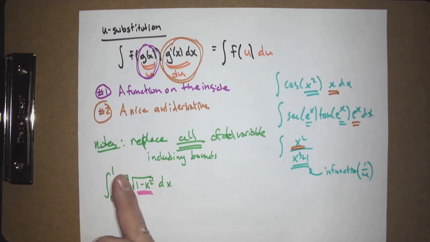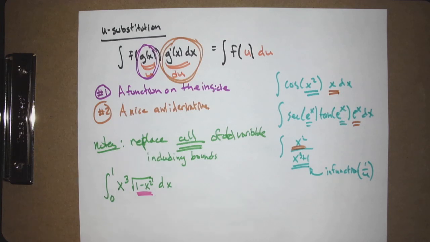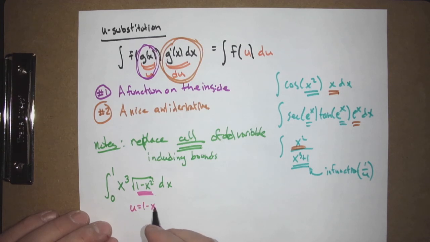Oh, this is just a fun side note. It doesn't have anything to do with u substitution. It's a circle. So if you see square root of 1 minus something squared, think circle. But the x cubed says, nope, not circle. Okay, so u equals 1 minus x squared.